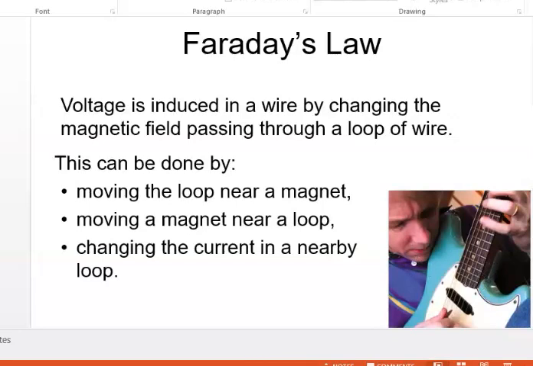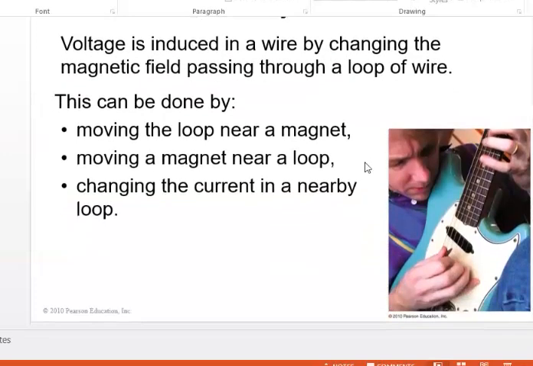Okay, so now try to understand. Voltage is induced in the wire by changing the magnetic field passing through the loop of the wire, and this can be done by moving the loop near the magnet, or moving a magnet near the loop, or changing the current in the nearby loop. By these three factors, you can induce voltage in the wire.